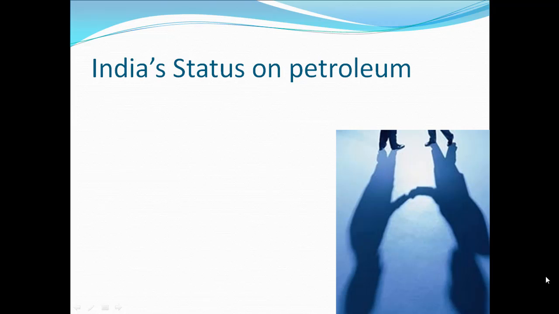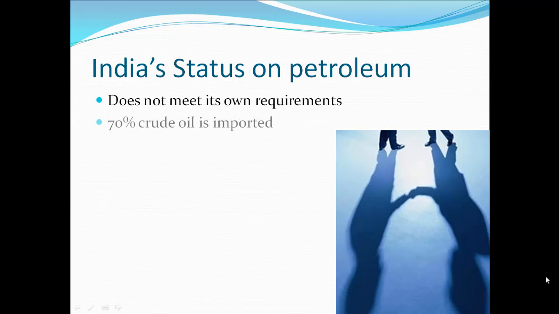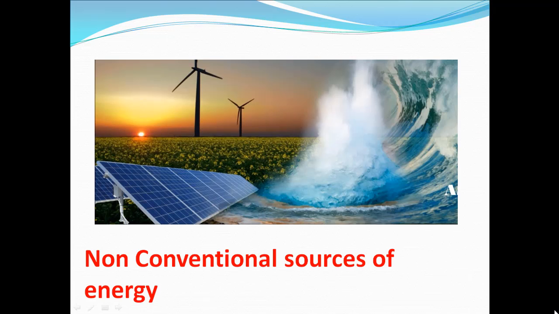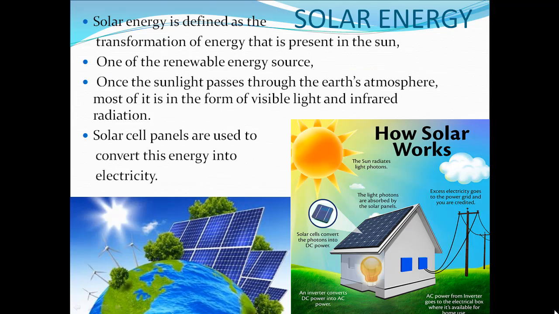Now we'll see India's status on petroleum. India does not meet its own requirement, and 70% of crude oil is imported from the Middle East, Russia and the US. Now we're going to learn about the non-conventional sources of energy. Such energy sources are unlimited in nature, like solar, wind, nuclear and biogas. Now we'll begin with solar energy.